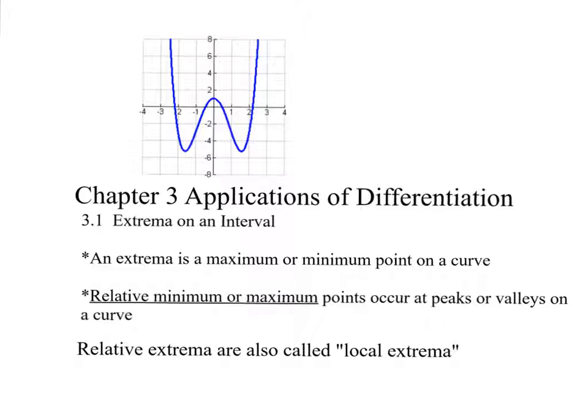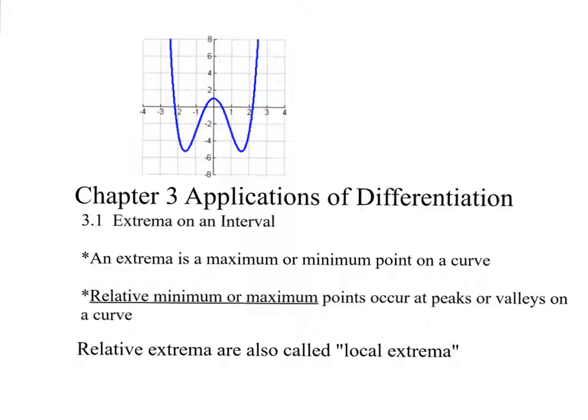We can have relative minimum points, or we can have relative maximum points. Relative minimum or maximum points occur at peaks or valleys on a curve. Sometimes we call relative extrema local extrema. Let's take a look at the graph that we have above. On this graph, we can see that there are peaks and valleys in the graph. So let's go ahead and identify those points.